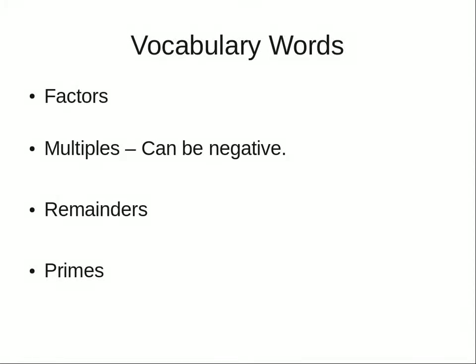Okay? And then primes, that refers to positive integers greater than 1 whose only positive integer factors are 1 and themselves. For example, 17 is prime because the only positive integers that are factors of 17 are 1 and 17. All right. 10 is not prime because the only positive integer factors of 10 include 1 and 10, but they also include 2 and 5. So it's not prime because it has more positive integer factors.